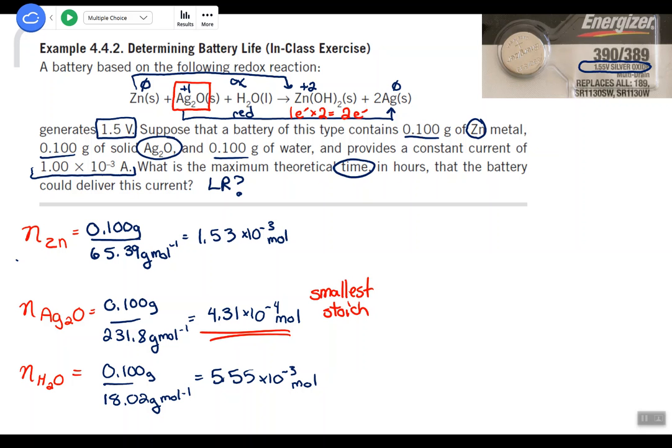I could double check with zinc. Zinc is going from a 0 to a +2 oxidation state. That means it has lost 2 electrons. We produced 2 electrons, we lost 2 electrons, 2 is the number. So it's a 1-to-2 molar ratio of Ag2O to 2 electrons. So the number of moles of electrons is going to be twice that value.